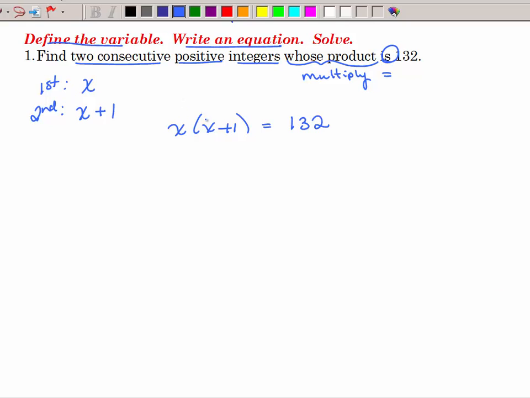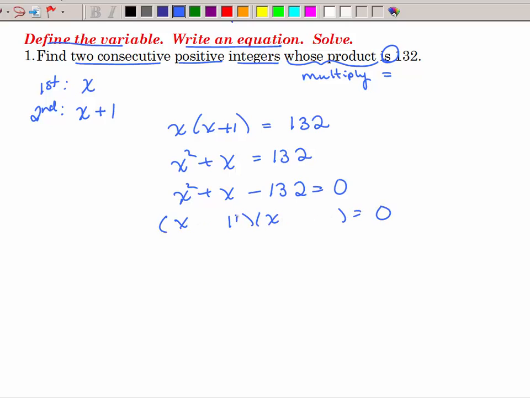So we have defined our variable, we've written an equation, now I need to solve. So I'm going to go ahead and multiply that out. And since it's a quadratic, I need to set it equal to 0. So let's subtract 132. I believe this factors. And 11 times 12 is 132. Make that one positive and that one negative. That gives me positive 1 in the middle. And then of course set each factor equal to 0. And solve.